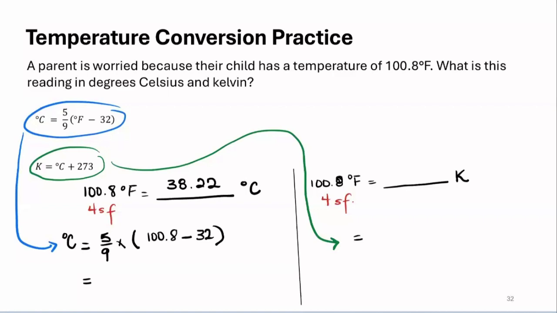At this point, we will say 38.22 plus 273. That's going to give you the temperature in Kelvin. Our calculator display illustrates 311.2222. When we round that value to four significant figures, the result for this problem is 311.2 Kelvin.